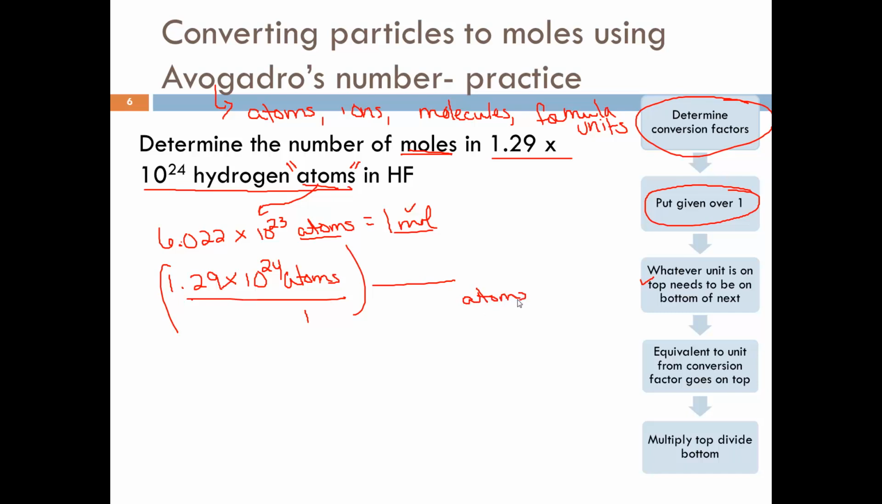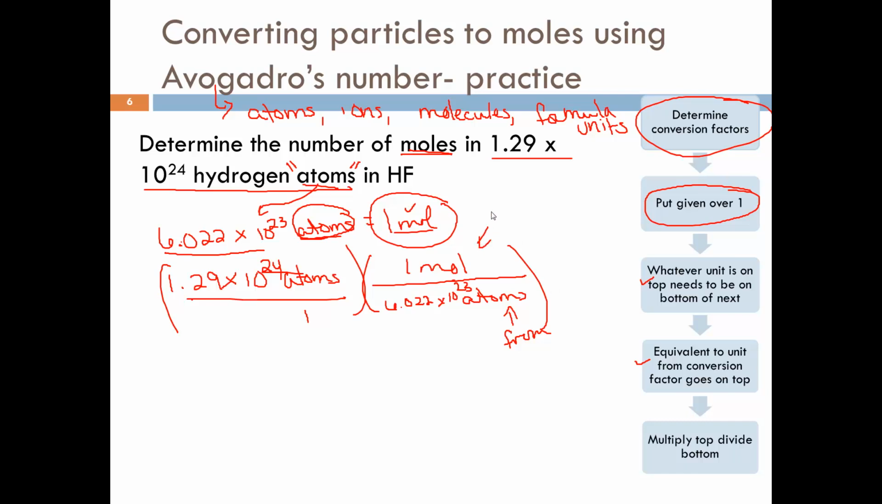Now I look at the conversion factor, and I look for the word atoms. I know I need 6.02 times 10 to the 23rd next to the word atoms. The equivalent to the unit from the conversion factor goes on top. So 1 mole then goes on top. Where you're coming from goes on bottom. Where you're going to goes on top.